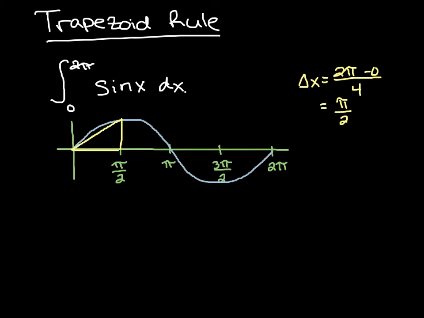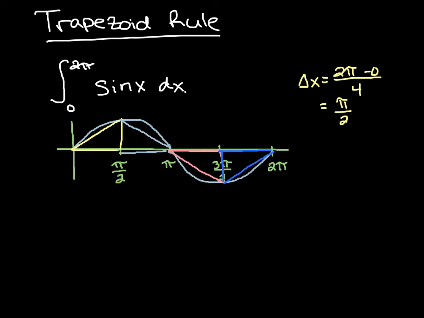Here is our second trapezoid, from pi over 2 to pi. And again, it looks like another triangle. Here's our third trapezoid from pi to 3 pi over 2. There's our height. There's one base. There's the second base. And last but not least, we have our fourth height. One base. And then the other base.